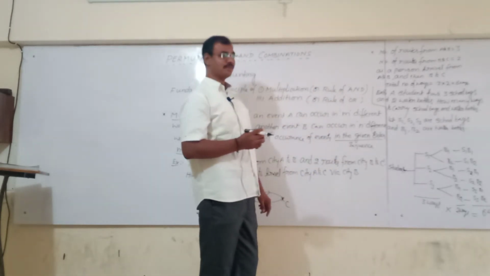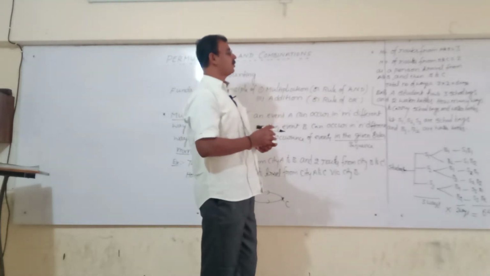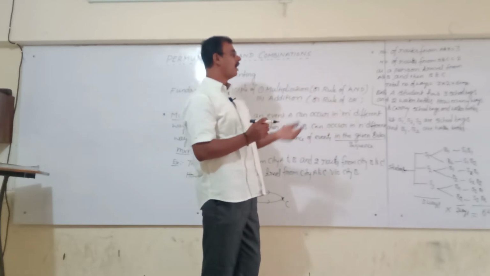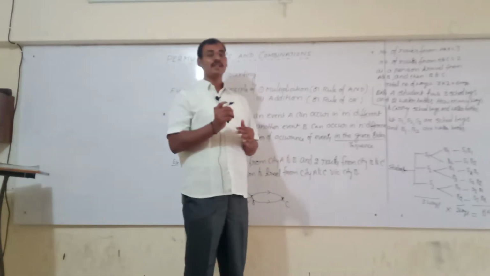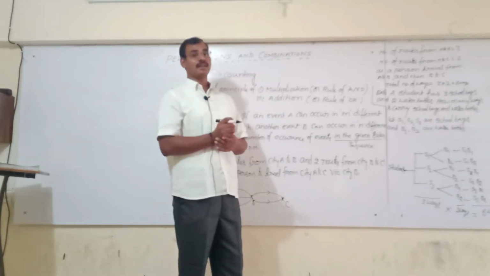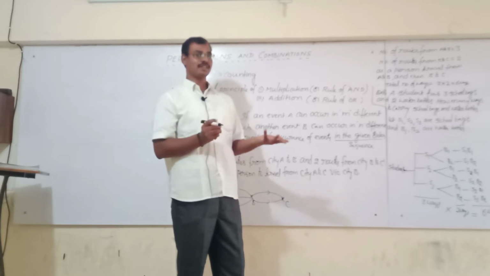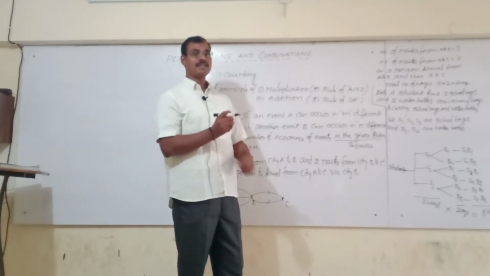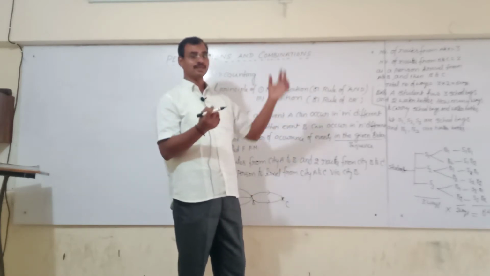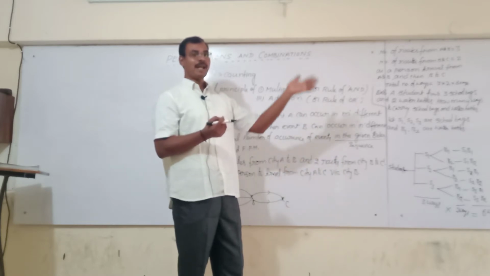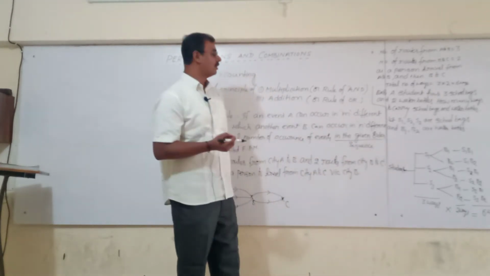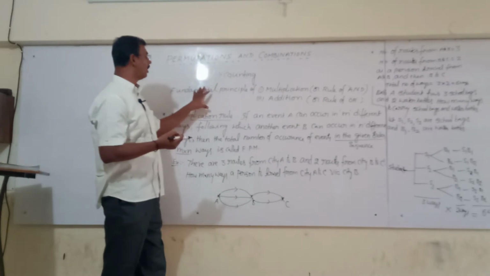There are many examples to explain. For example, a student has 3 shirts and 2 pants. How many ways can he wear different dresses? 6 ways. Suppose 3 shirts and 3 pants are given. How many ways can he wear them? 3 into 3. He can choose 3 shirts in 3 ways and 3 pants in 3 ways. Total number of ways is 3 into 3 equal to 9 ways. So this is the fundamental principle of multiplication.